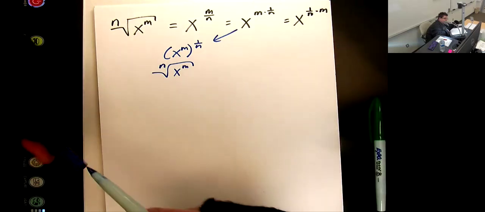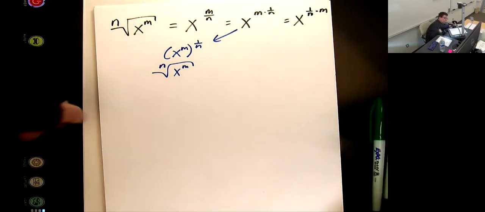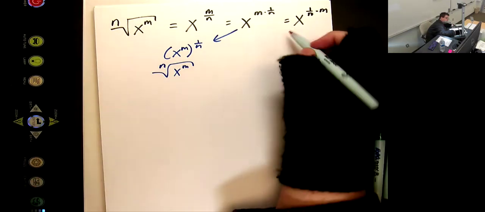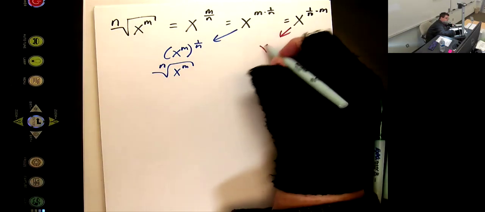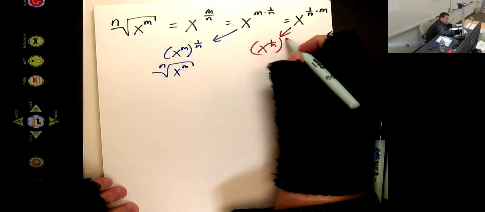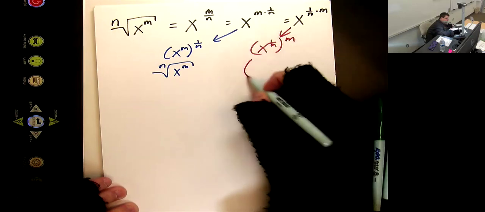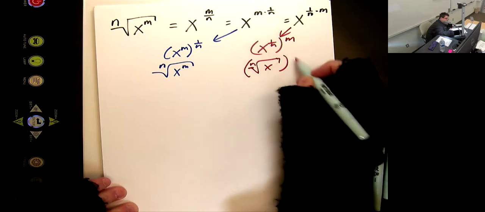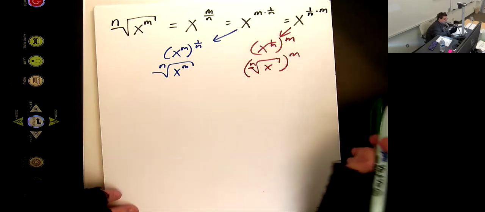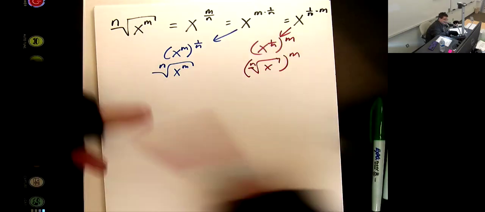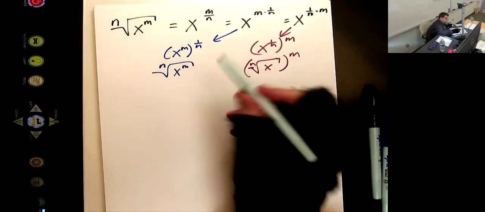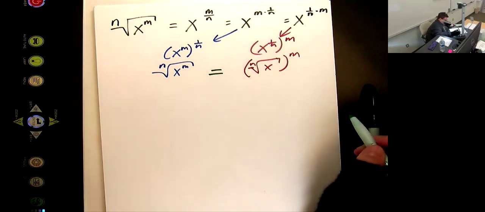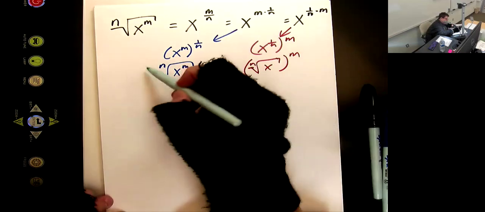This one, though, reads x to the 1 over n, to the mth power, which means the nth root of x, raised to the m power. These are identical. And they all equal the fractional exponent.